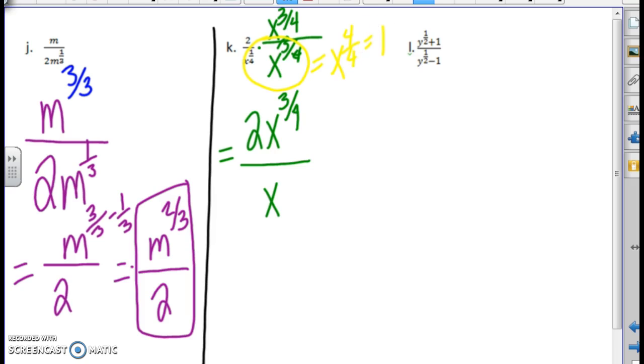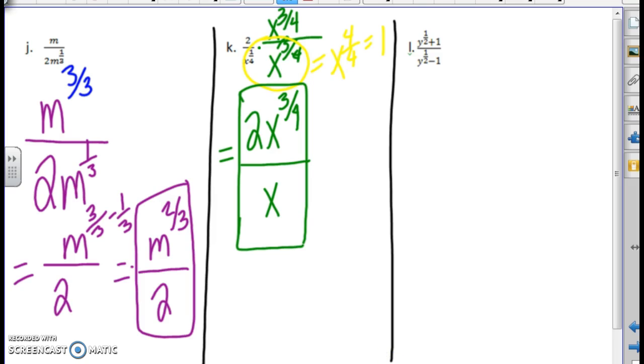And so normally we don't like to have x's in 2 places when we finish a problem. The only exception to that rule is if it's going to result in a fractional exponent in the denominator, which is basically saying you have radicals in the denominator. We know that's not allowed.